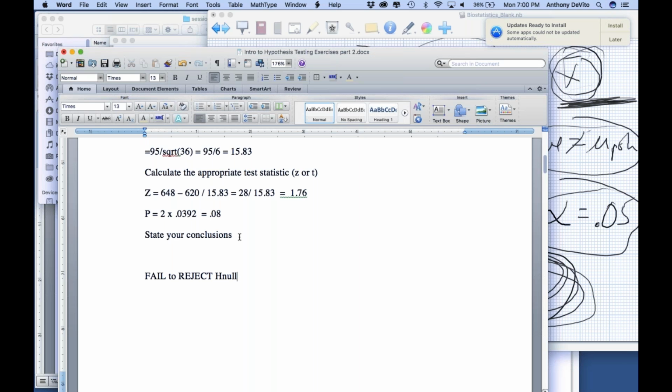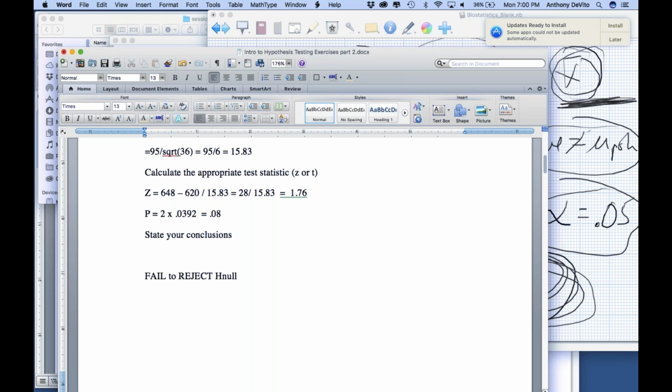We can't reject it because there's an 8% chance that they could be that different, the two means, and still be from the same population. We need a z-score that exceeds 1.96, because we know 1.96 represents 95% certainty. If it exceeds that, we know there's less than a 5% chance that we would get that kind of outcome if the two populations were the same. So that's what we're after. We're after a p-value that's less than that number.